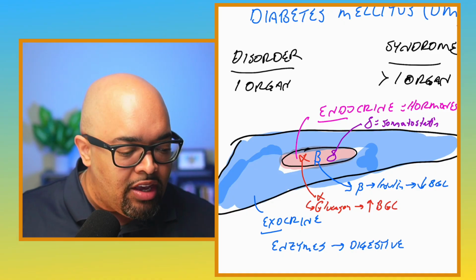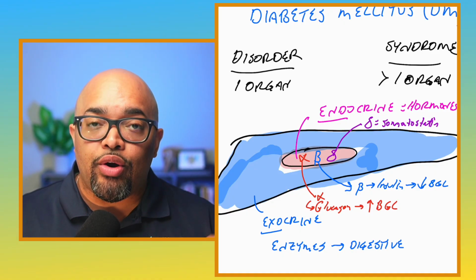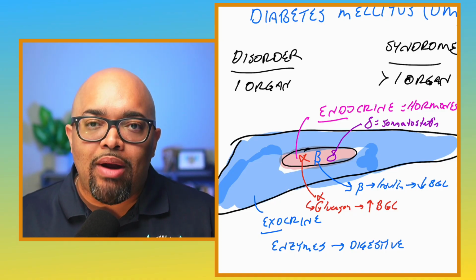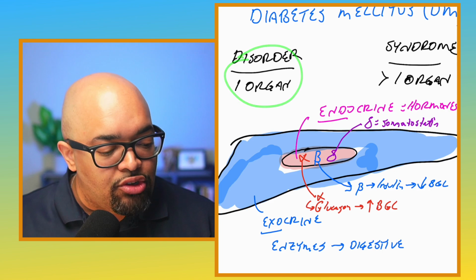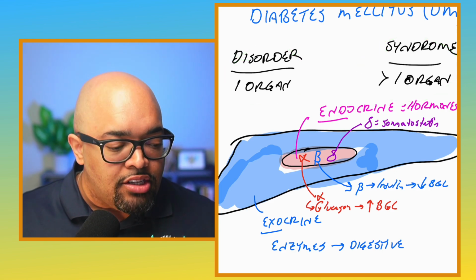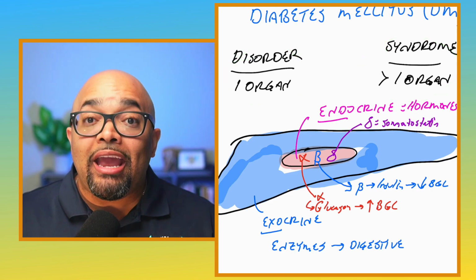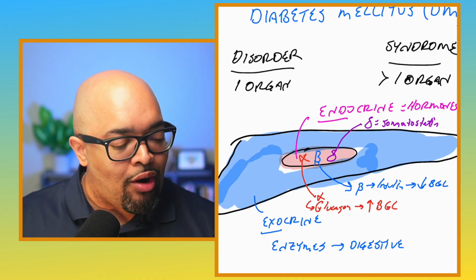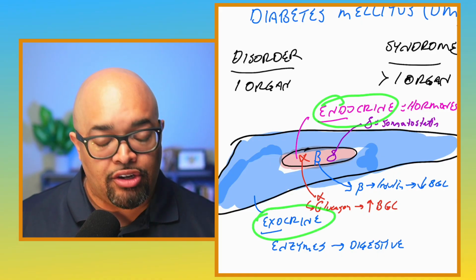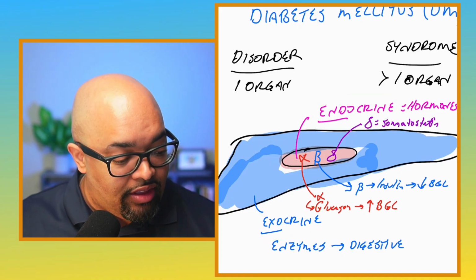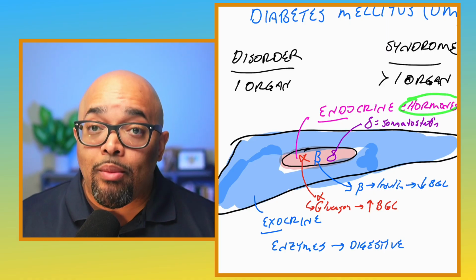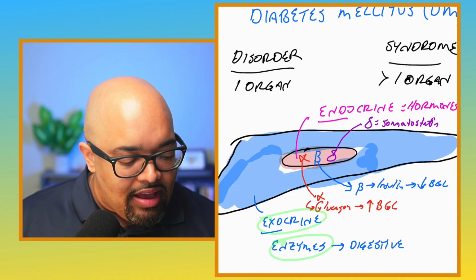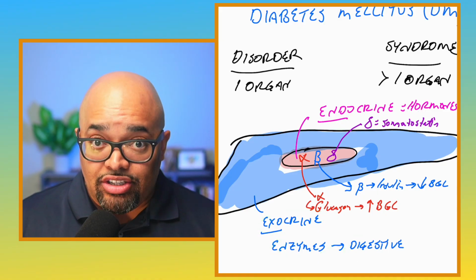All right, so let's recap that. So far, we've said that diabetes is a disorder of the pancreas. The difference between a disorder and a syndrome is a disorder primarily affects one organ, whereas a syndrome affects multiple organs. Okay. So it involves the pancreas. We said the pancreas has two functions. How many functions? That's right. It has two functions. Those functions are the endocrine function and the exocrine function. The endocrine function of the pancreas produces or releases hormones. The exocrine function releases enzymes, okay? Those enzymes aid in digestion of your food.